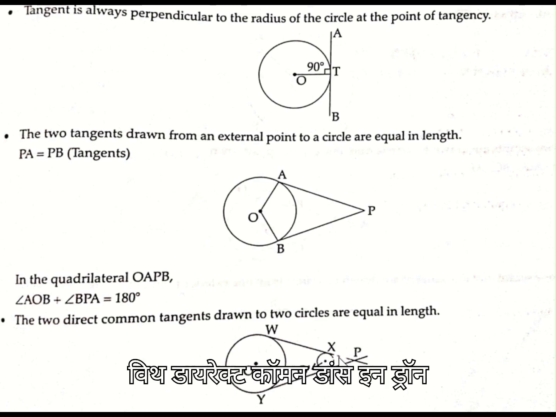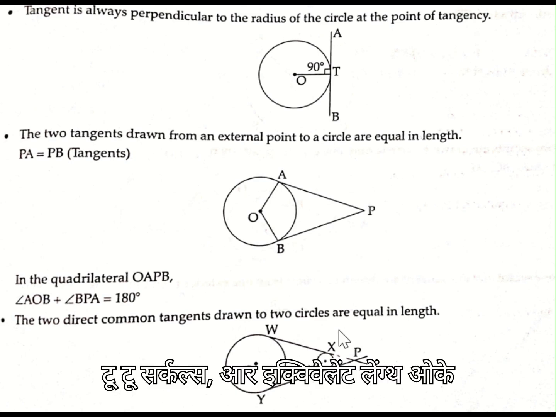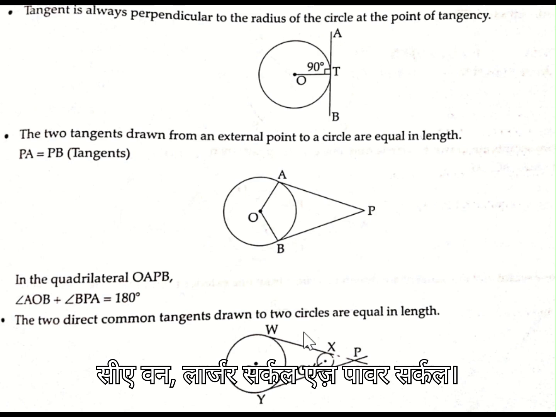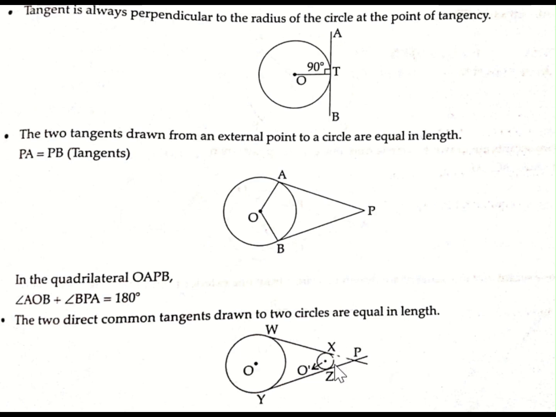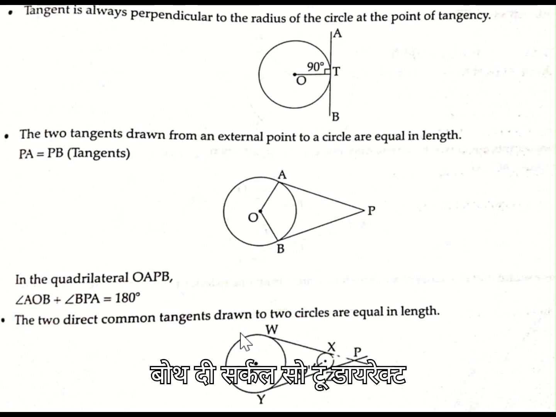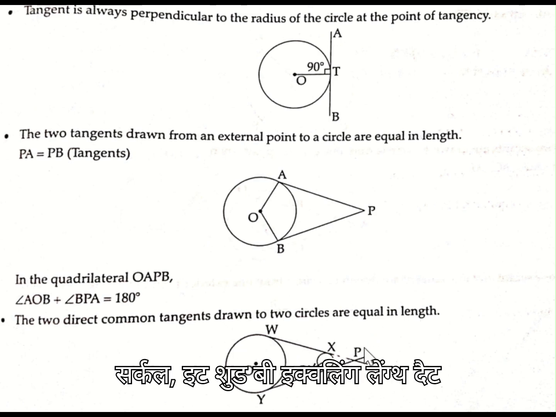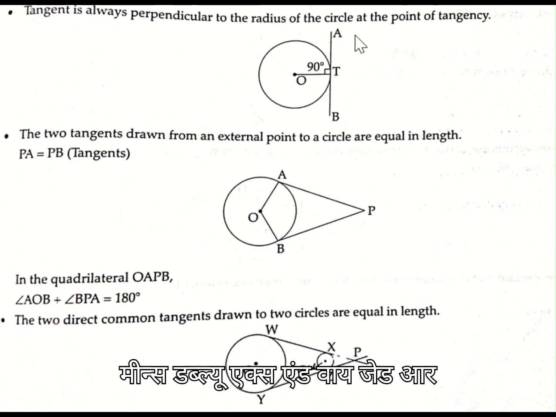The two direct common tangents drawn to two circles are equal in length. Okay, two direct common tangents. As you can see, we have one larger circle and a smaller circle. So WX and YZ are the common tangents to both circles. So two direct common tangents which are drawn to these two circles should be equal in length. That means WX and YZ are equal in length.